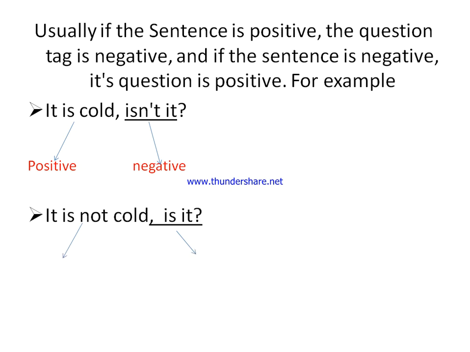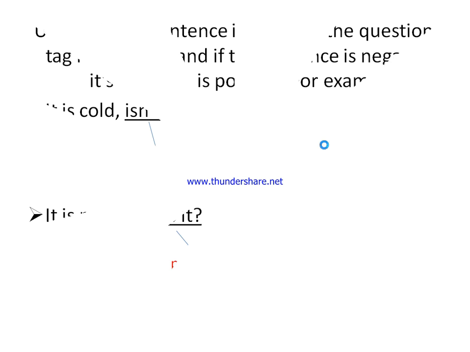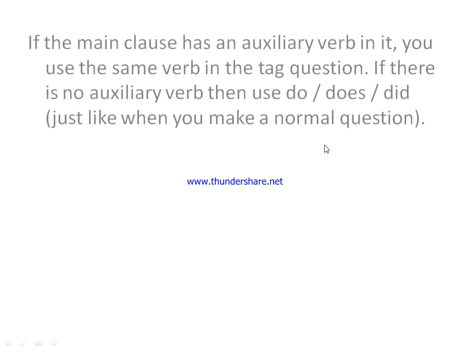Let's see the other example. It is not cold. You can see this sentence is negative, because of this not here. So if the sentence is negative, its question tag is supposed to be positive, as you can see here. It is not cold, is it? So this is how the question tags are supposed to be.